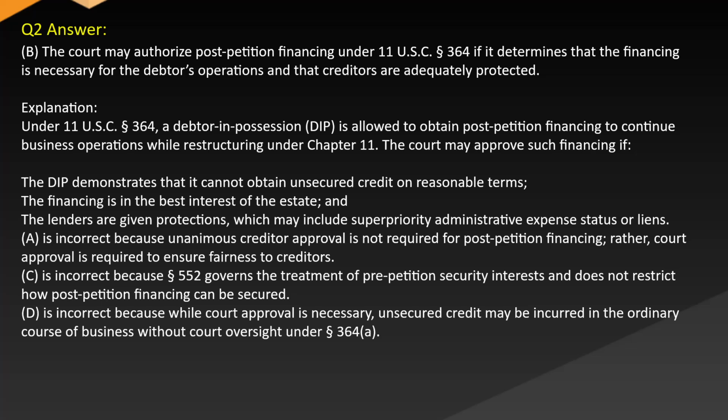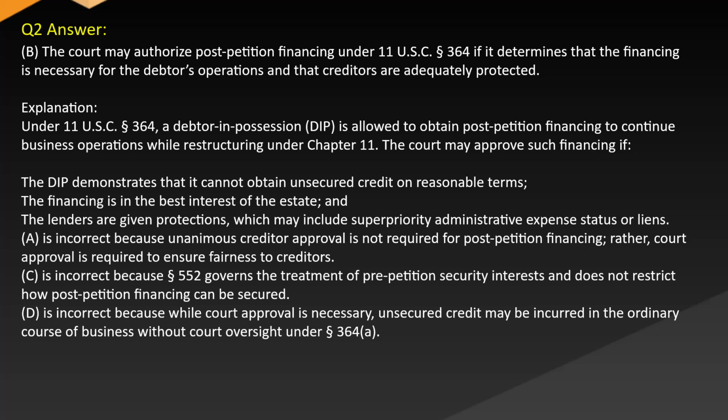Answer B. The court may authorize post-petition financing under 11 U.S.C. § 364 if it determines that the financing is necessary for the debtor's operations and that creditors are adequately protected. Explanation: under 11 U.S.C. § 364, a debtor in possession (DIP) is allowed to obtain post-petition financing to continue business operations while restructuring under Chapter 11.